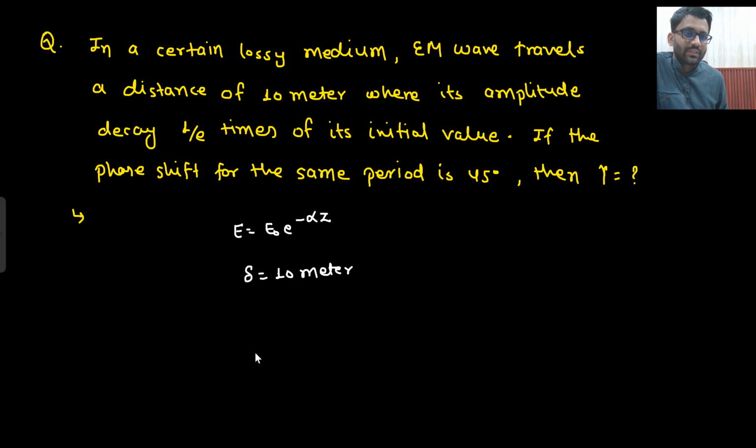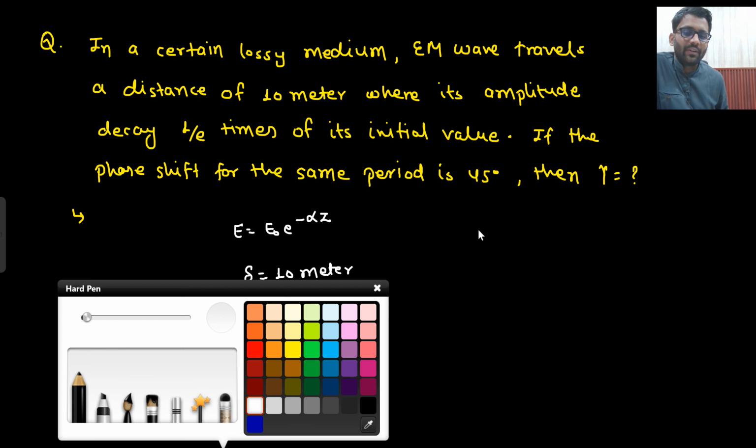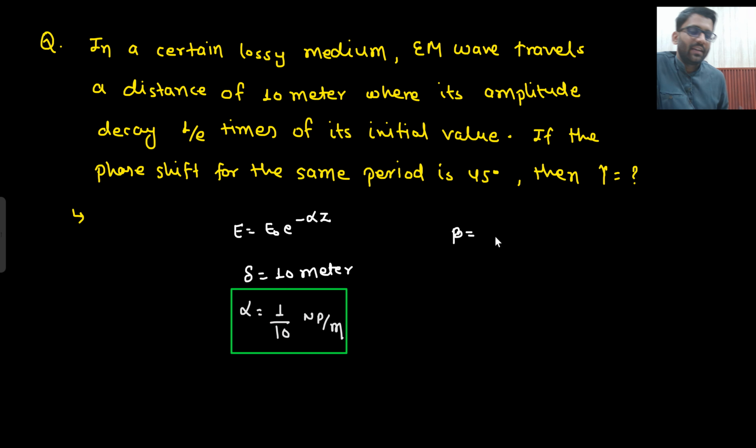So from there, what did you understand? That my alpha value is 1 by 10. Did you understand this point? My alpha value is 1 by 10. And what will be your beta value? So beta value is the phase shift per unit wavelength.